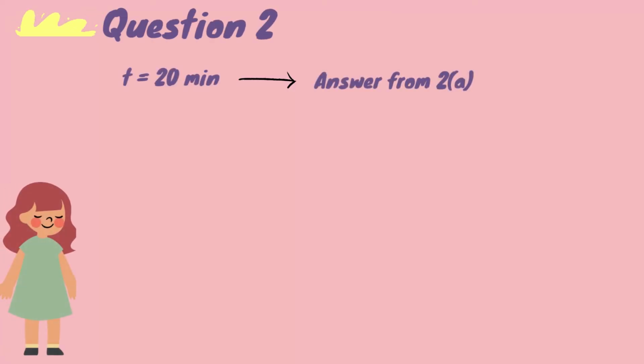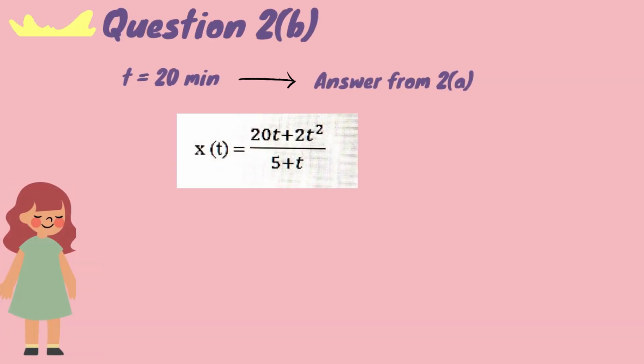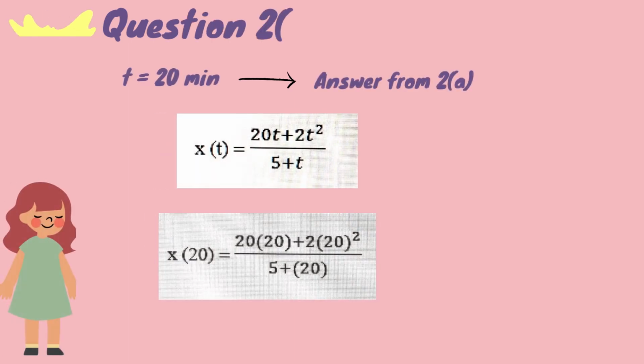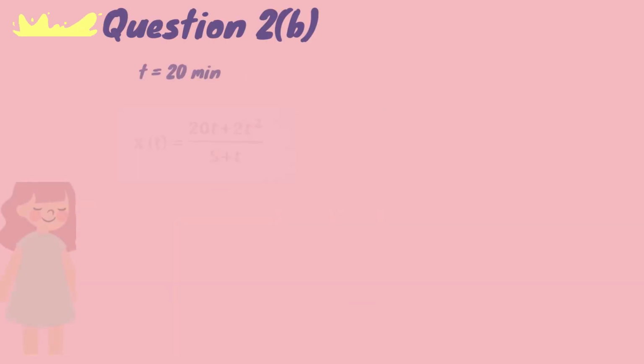So we get t equal to 20 minutes from the answer of 2A. And then we know the equation is xt equal to 20t plus 2t squared over 5 plus t. Then we substitute 20 minutes into the equation, then we get 48 pounds.